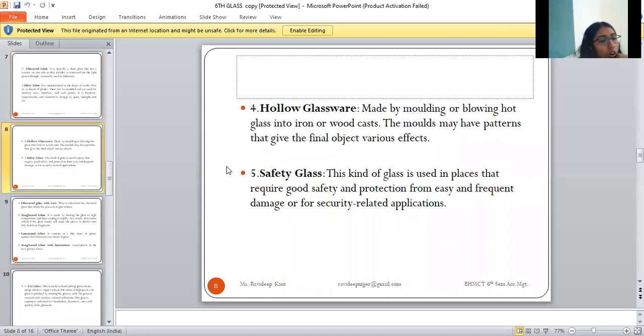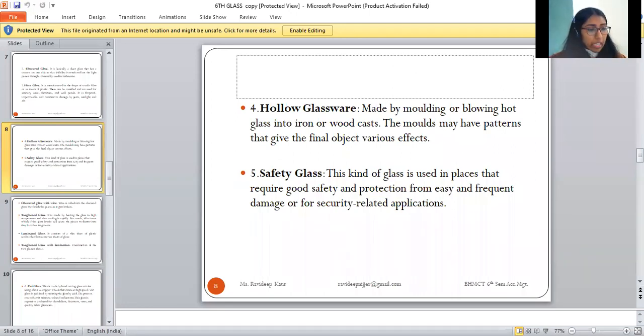Then we have hollow glassware, made by molding or blowing glass into iron or wood casts. The molds may have patterns that give the final object various effects. So this type of glassware is molded and put into the iron or wood cast and gets its shape from there. Different patterns could be used on this object, and this glassware is used for making various objects.